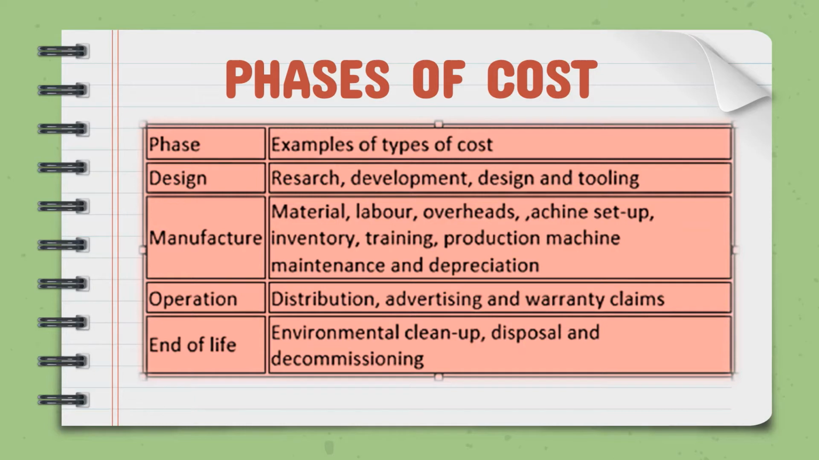The cost phases of a product can be identified into 4 phases. The first one is the design phase. The costs involved are research, development, design, and tooling. During the manufacturing phase, usually costs are incurred such as material, labor, machine setup, and training. Meanwhile, the distribution, advertising, and warranty claims costs usually occur during the operation phase. And the last phase of cost is the end of the product's life, which involves environmental cleanup, disposal, and decommissioning.